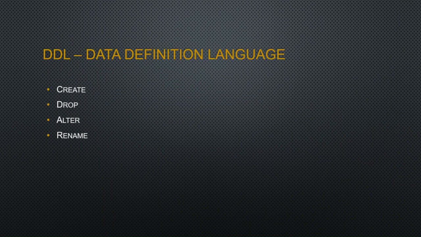Alter, as the name suggests, can be used to modify the table structure. So if you want to add a new column to a table, it can be used for that. It can also be used if you want to modify the data type of a column in a table. And rename can be used for, let's say, we want to rename a table to something else. So this command can help us with that.